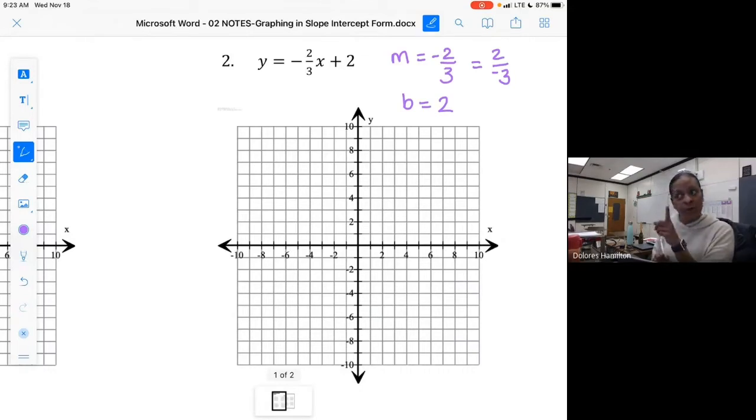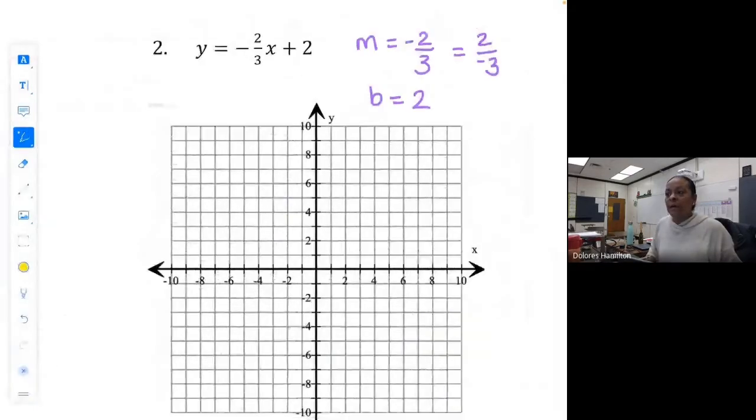So I can work with either one of those ratios for my m, but we always start with b. It even comes before m in the alphabet. We notice that the b is 2. That's our y-intercept. Remember, that's the same thing as saying when x is 0, y, the y-intercept, b, is 2. So we start by plotting the point 0, 2. Once we've plotted 0, 2, now we're going to go to the m.